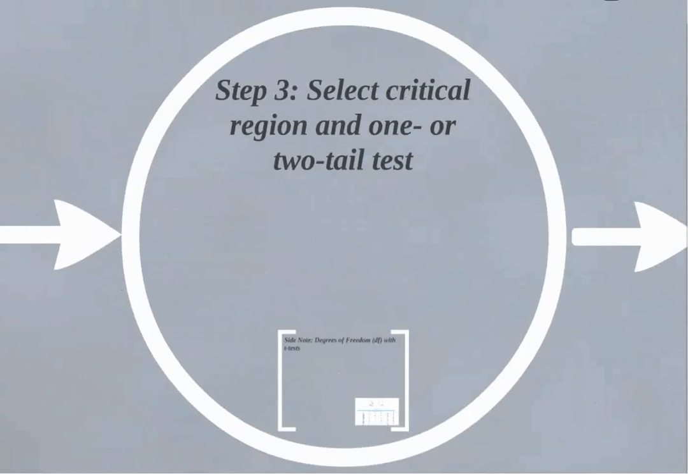Now let's go to the critical region and one- and two-tailed tests. Last lecture we briefly discussed degrees of freedom. Our sample size in this case is really small, it's 15. And so what we're going to do is use degrees of freedom to find our critical region in our t-test table.